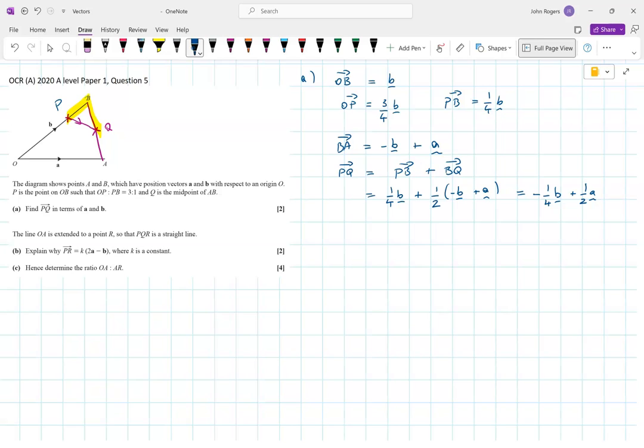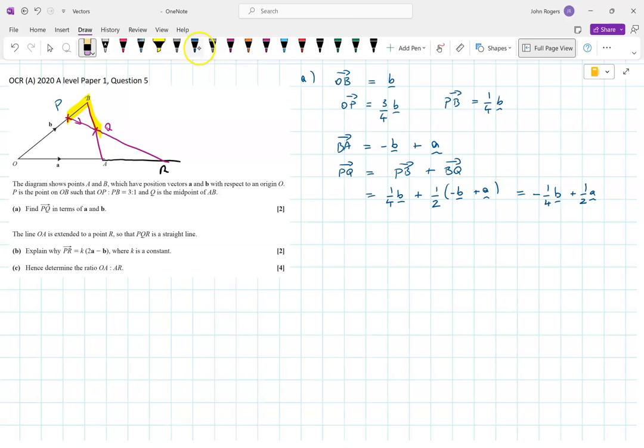The second part does a bit more defining. It's saying that this line here is extended to the point R, which is basically this line produced. Produced just means drawn further. And then that's R there. It says that PQR is a straight line, and this bit is trying to help us for the next bit. So it says that PR is some multiple of 2A minus B. Notice that 2A minus B is a multiple of that as well. It's in the same kind of ratios.